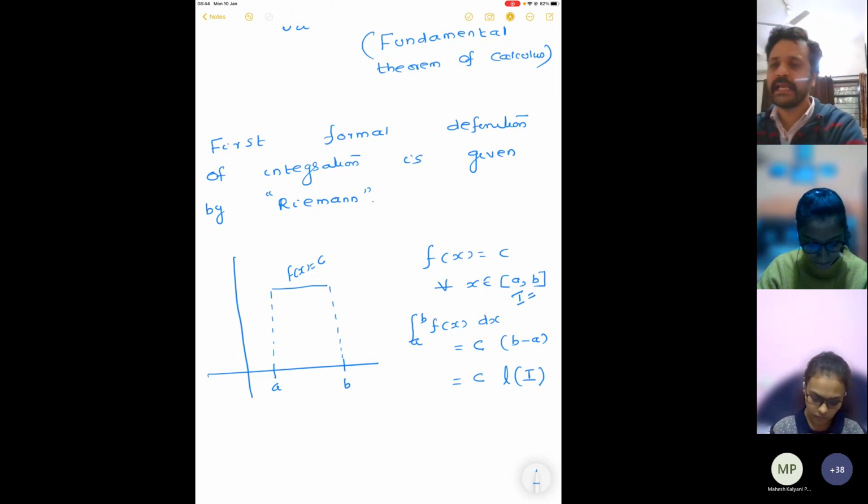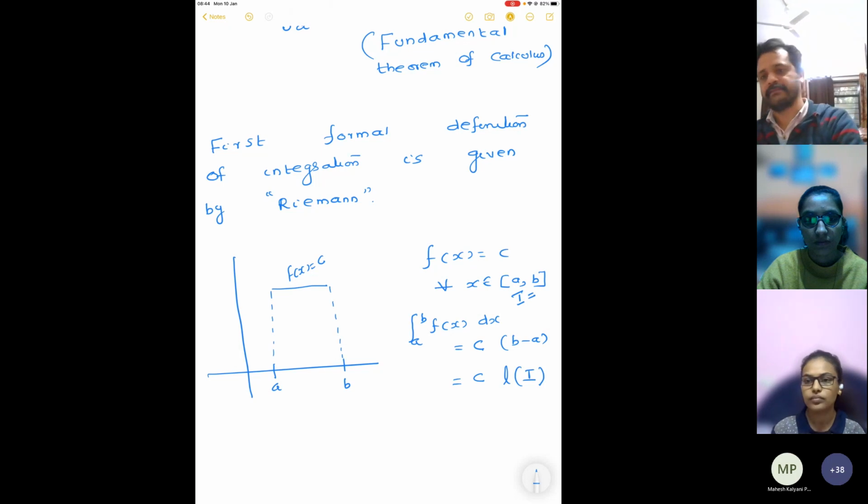So the integral from a to b of f(x) dx, in the special case when f(x) is a constant, is c times (b minus a). Now I have written it as c times L of I. You can observe that measure slowly creeps into the picture. When you have an interval, length is the measure, the standard measure. So while defining integration, knowingly or unknowingly, measure comes into the picture.